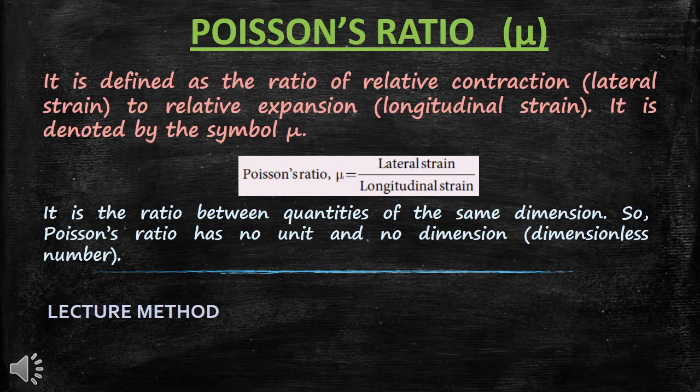Poisson's ratio is denoted by the letter symbol mu. It is defined as the ratio of lateral strain to the longitudinal strain. It is a ratio between quantities of the same dimension. So Poisson's ratio has no unit and no dimension. It's a dimensionless number.